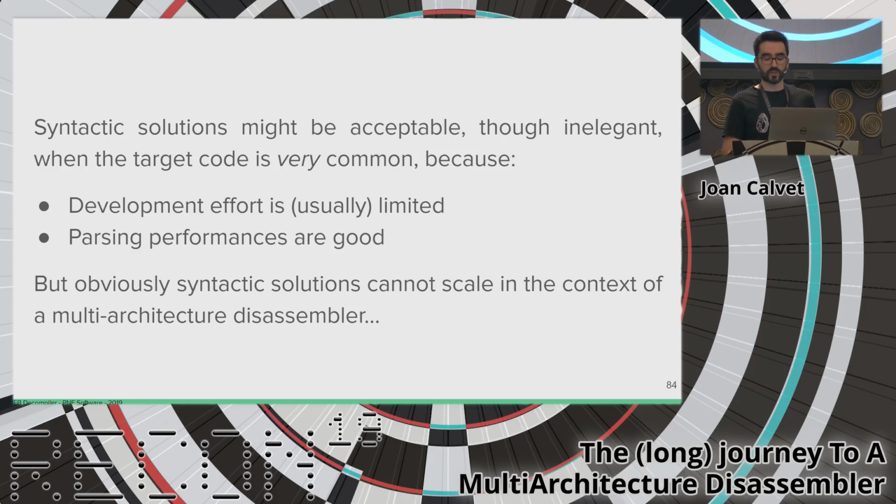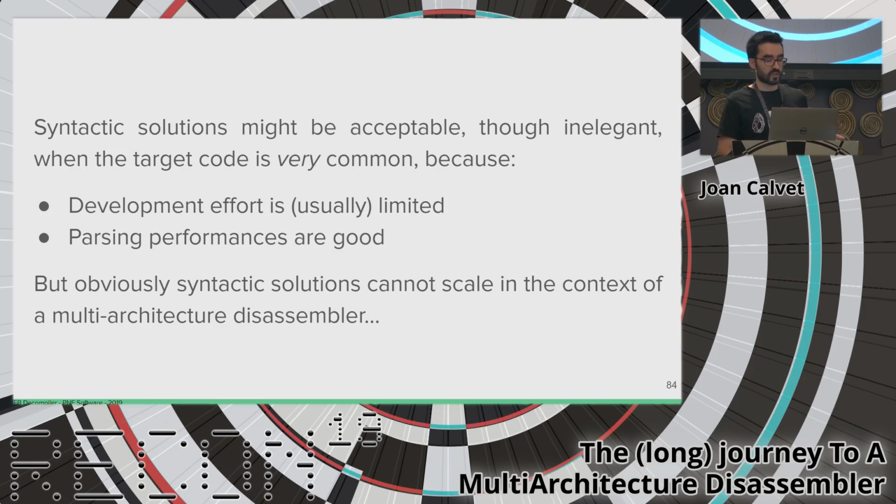sometimes such approach might be acceptable when the target code is very common, like the Visual Studio x86 jump table implementation. It's in a lot of binaries out there. So dealing with it in a syntactic manner has some advantages. The development effort is limited, and more importantly, it provides excellent parsing performance in comparison to the more heavy approaches I will describe later. Here we are just doing some pattern matching.